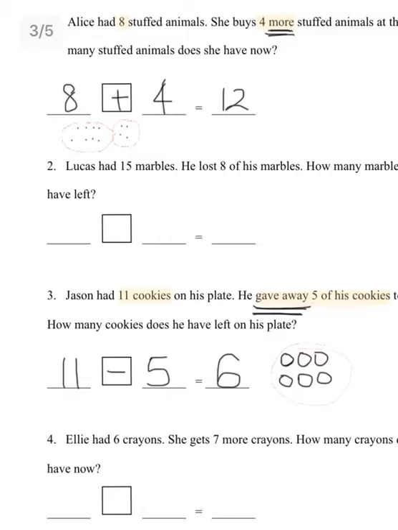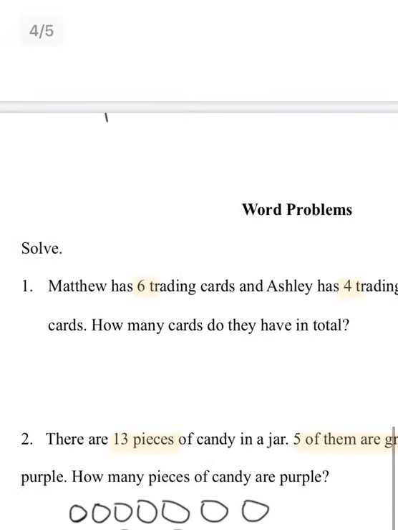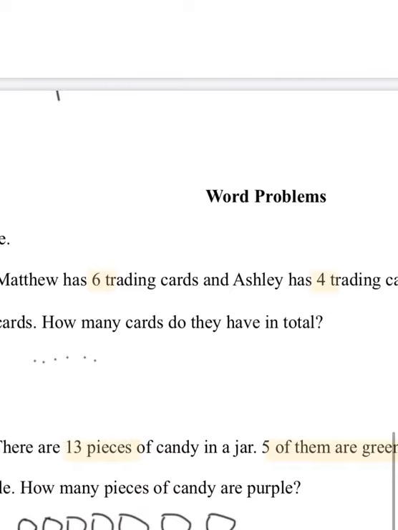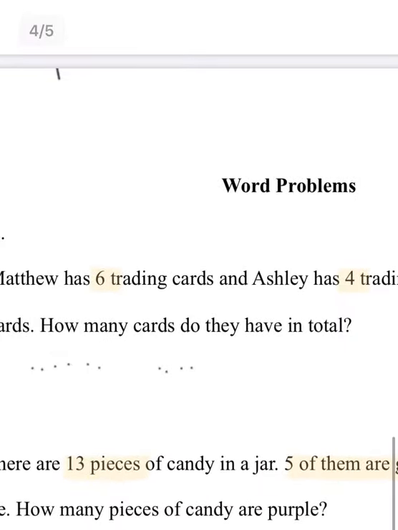Now let's try doing the word problems. Now Matthew has 6 trading cards. 1, 2, 3, 4, 5, 6. And then Ashley has 4. 1, 2, 3, 4. And then Eric has 3. 1, 2, 3. And it says how many cards do they have in total?